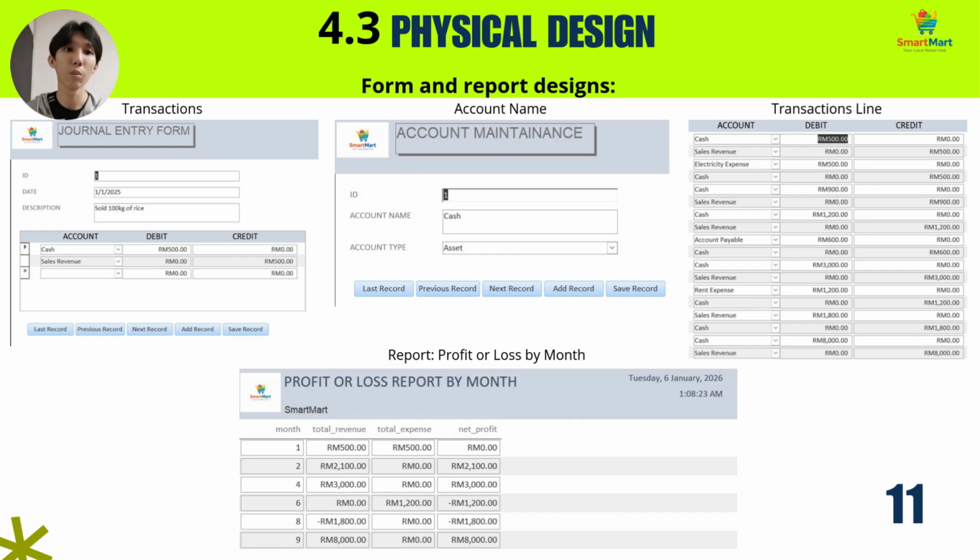For reporting, the system generates a profit or loss report by month. This report summarizes total income and total expenses for a selected month and automatically calculates the net profit or loss. The report is formatted clearly so it can be viewed on screen or printed.